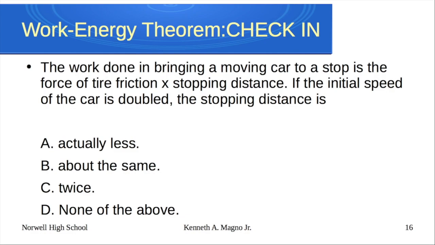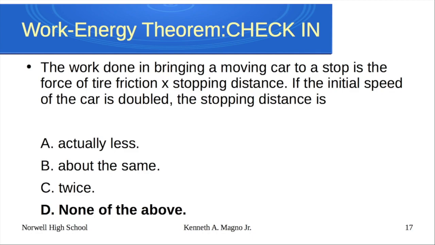So the work that is done to bring a moving car to a stop is the force of friction times the stopping distance. If the initial speed of the car was doubled, the stopping distance is actually less, about the same, twice, or none of the above. So it ends up being none of the above.